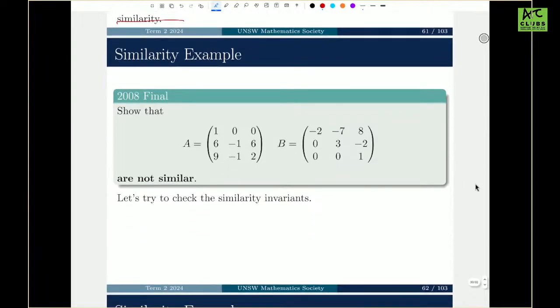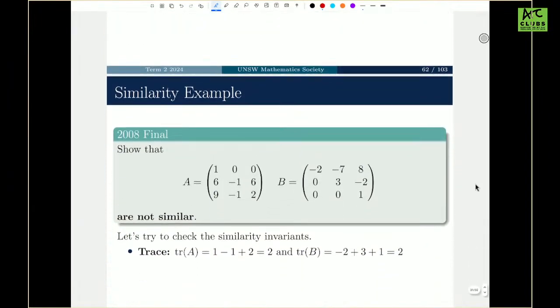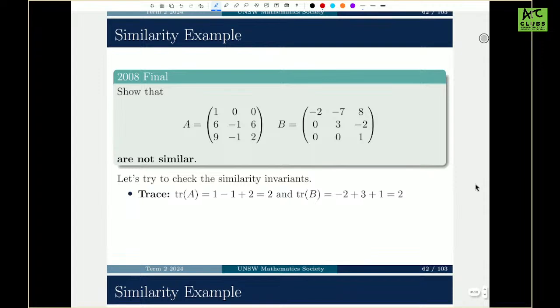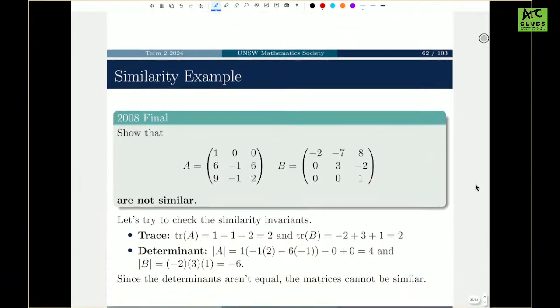Show that these two matrices are not similar. It's going to be quick and easy if we just try to check similarity invariants and find one that doesn't hold. So first we check trace. They didn't make it too easy on us, because the traces are in fact the same. Well, let's try the determinant.